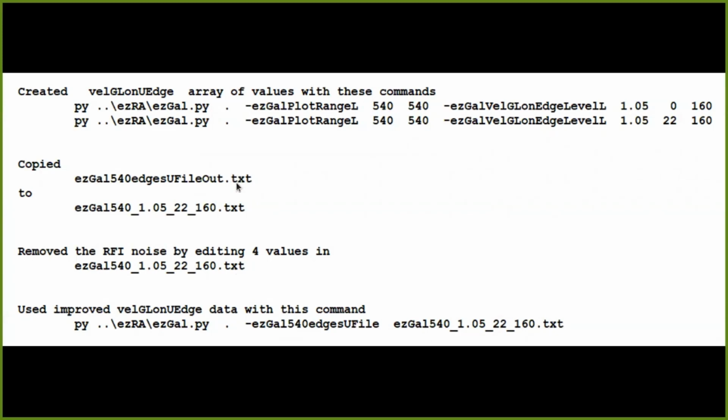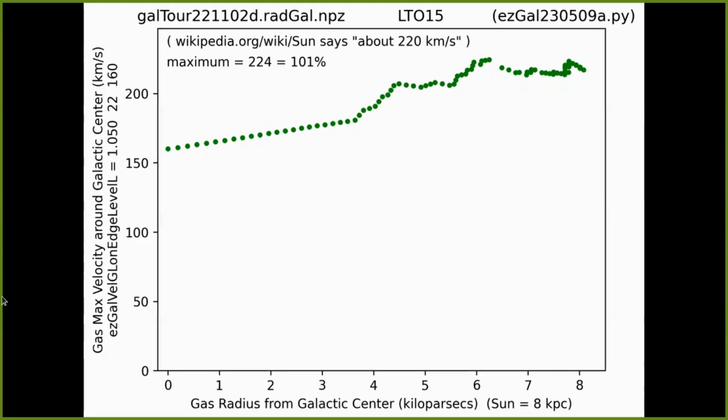So it wrote out a file, I edited it, and then I gave it a command line so that it would read in the new improved file. This is the plot it created for the gas maximum velocity around the galactic core, using these values for that top edge.